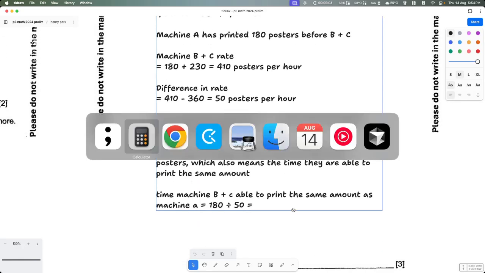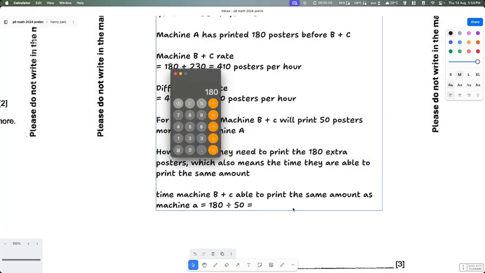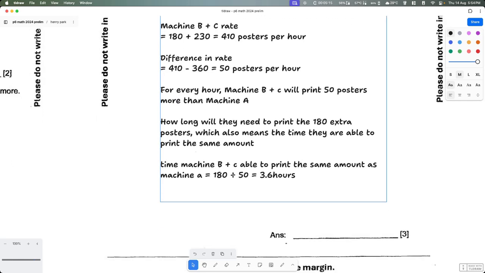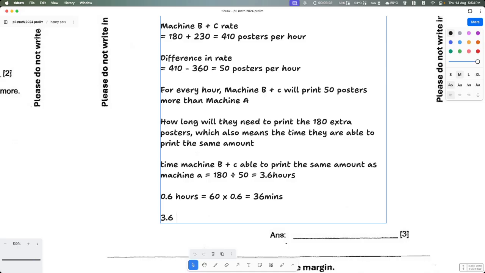Okay, so in this case, let's put 180 divided by 50. This will be 3.6 hours. So 0.6 hours is equal to 60 times 0.6, which is equal to 36 minutes. So 3.6 hours is equal to 3 hours and 36 minutes. So this is the answer.